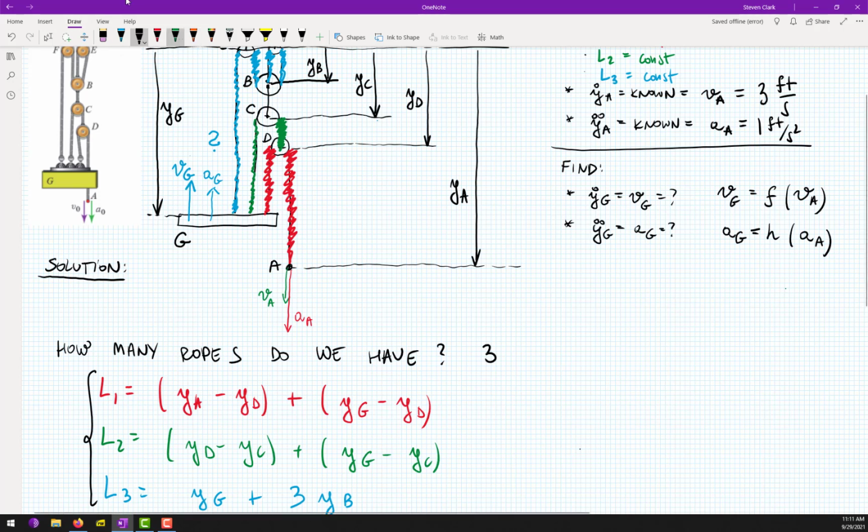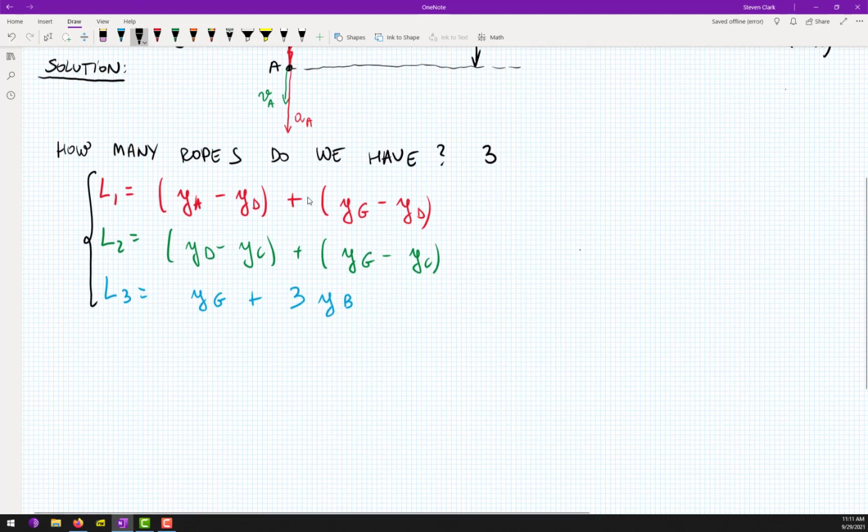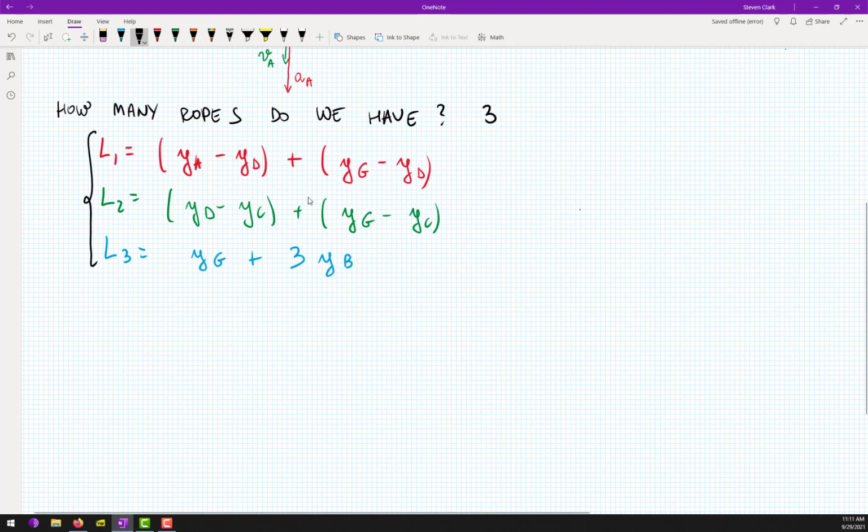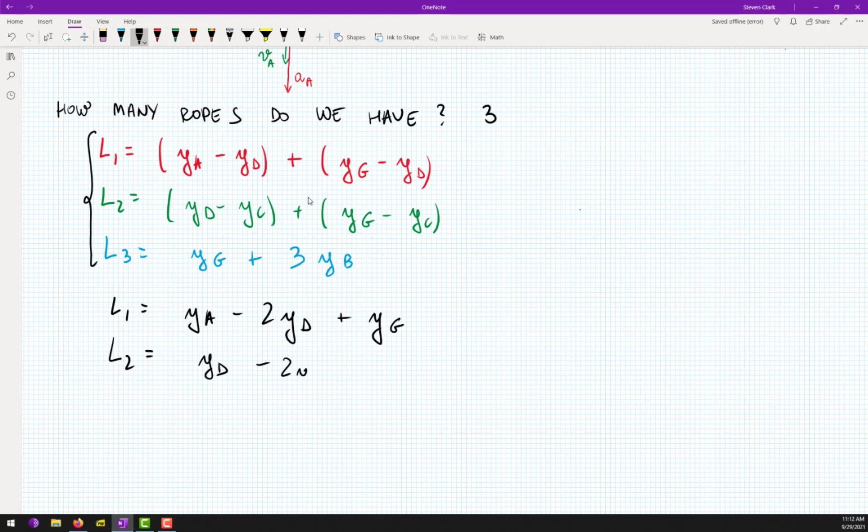So now let me just put it in order. I believe that L1 is equal to YA minus 2YD plus YG, okay? L2 is equal to YD minus 2YC plus YG, and L3 is equal to 3YB plus YG. And all of these lengths are constant, by the way.